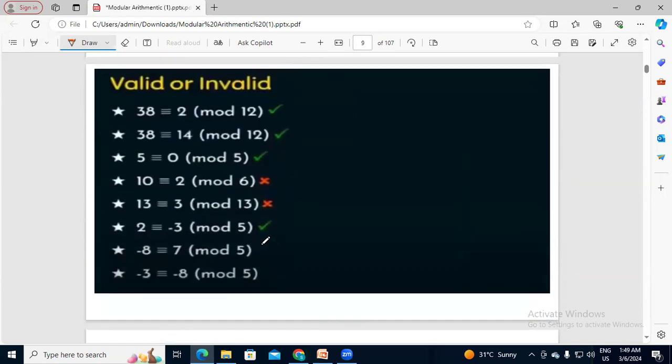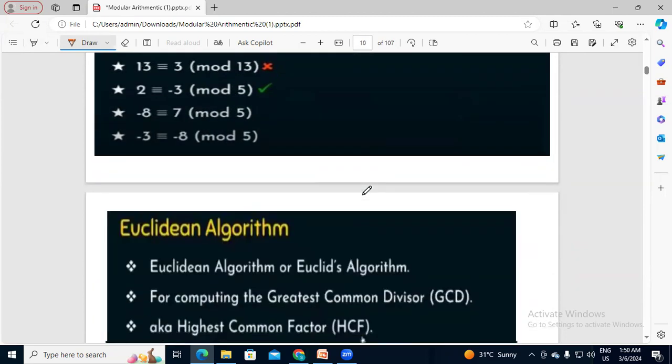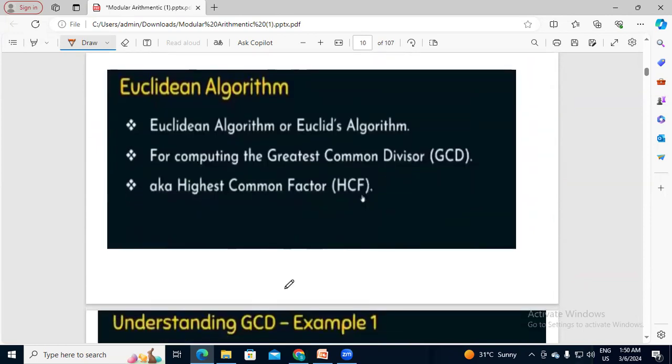Moving on, a few examples are given which you can solve and verify through this document, like 38 congruent to 2 mod 12, and whether 38 is congruent to 14 mod 12. Then moving on with the next concept, that is Euclid's algorithm.